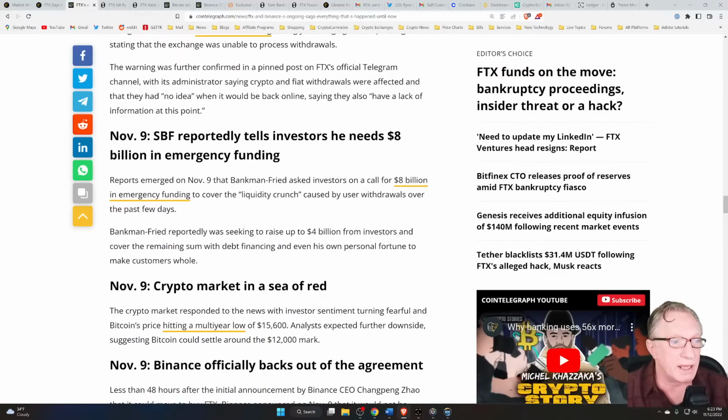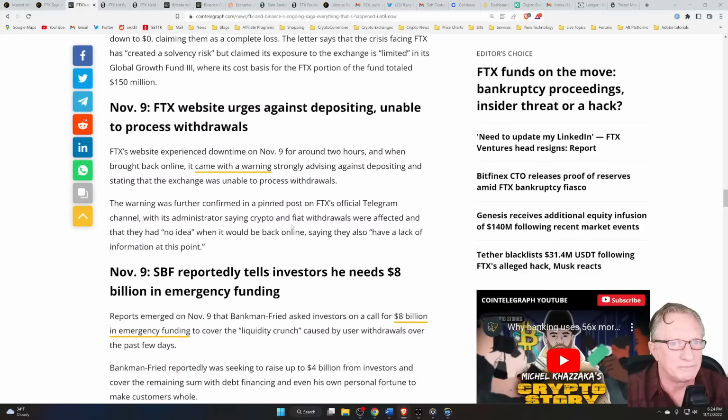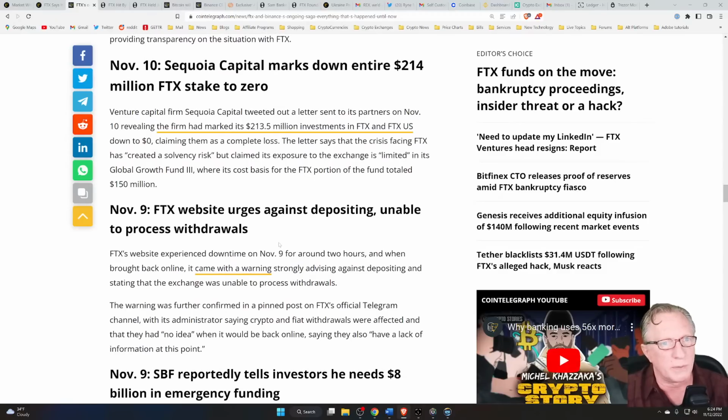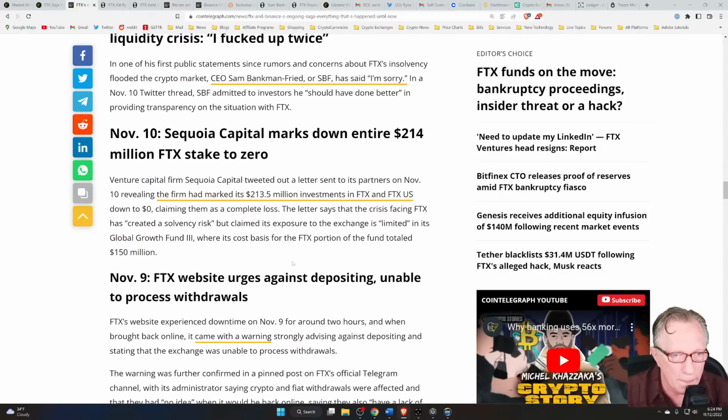Now here on November 9th, SBF, Sam Bankman-Fried, told investors, don't worry, we're going to get emergency funding. So he turned to his deep-pocketed buddies in the financial system and said, hey, I need to borrow $8 billion, if you don't mind, and I'll give you a real sweet deal, right? Well, that didn't work out for him either. And then they said, please don't deposit on our site, and we're not able to process withdrawals. So here is where things really started to go sour.